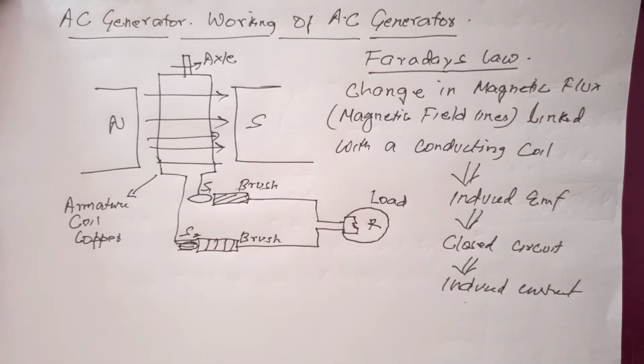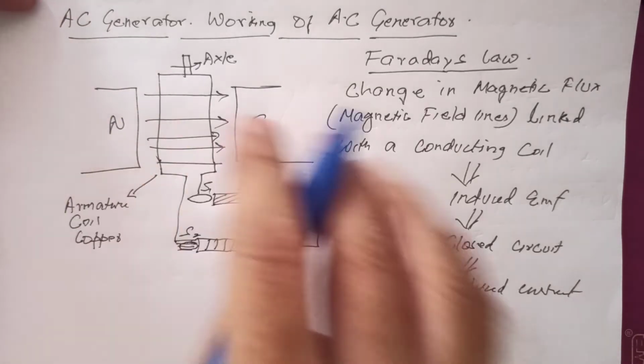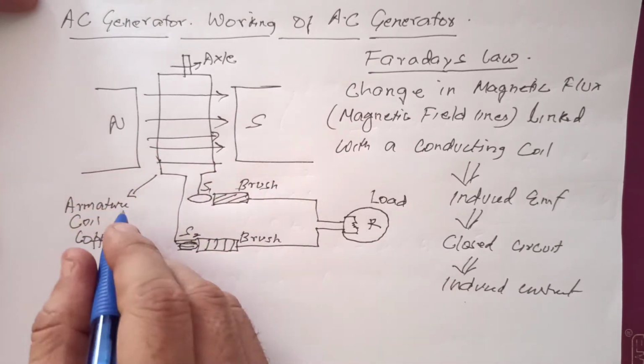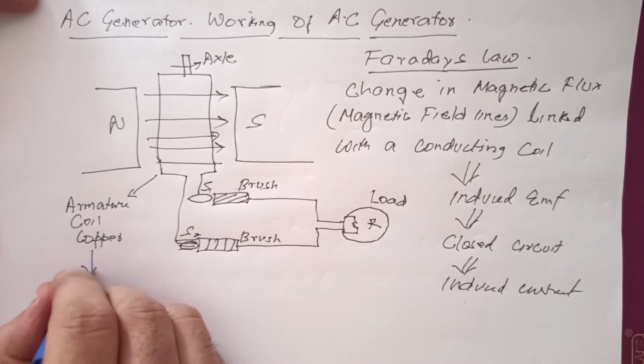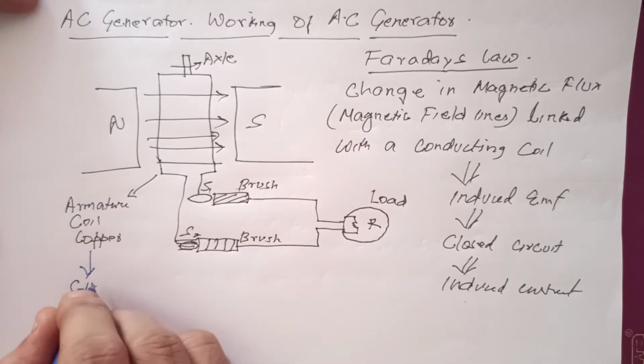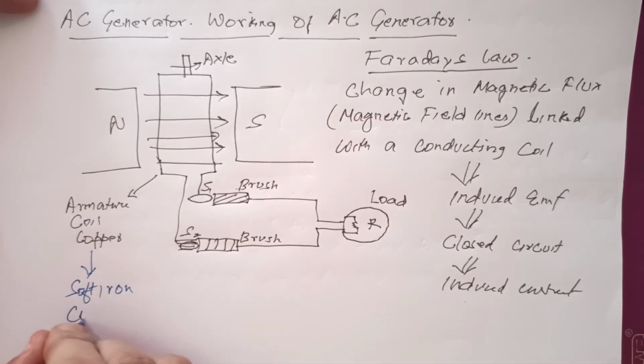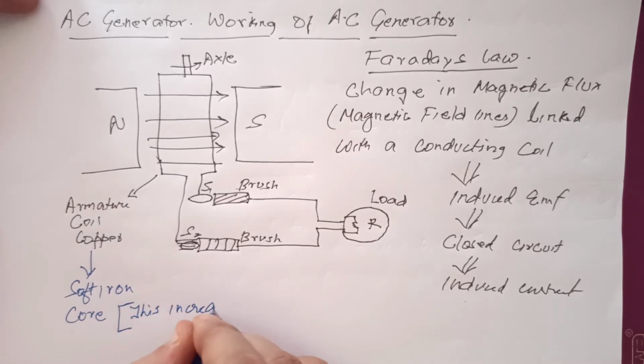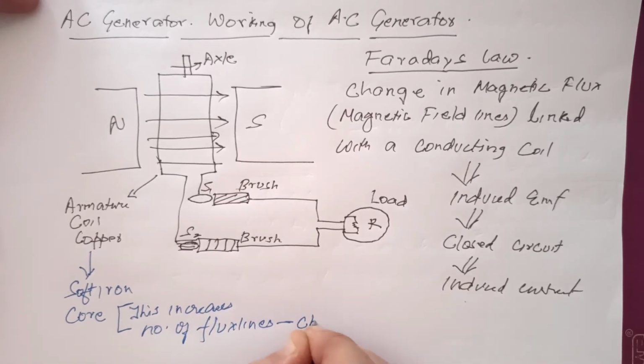Now a couple of things to note in this diagram which I have drawn here. So the first thing is, as I said, this is an armature coil of copper. Sometimes there is a soft iron core as well here. Soft iron core. So what this does is this increases the number of flux line changes.